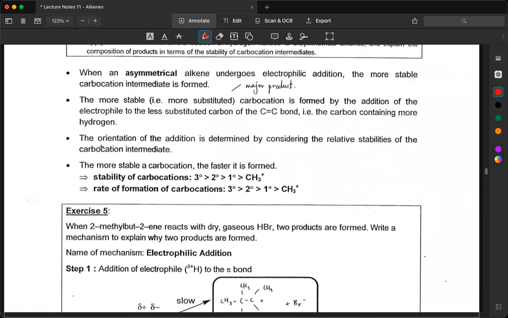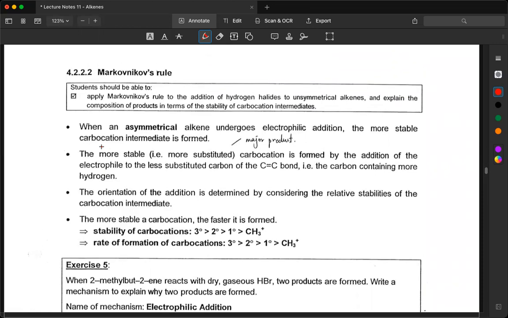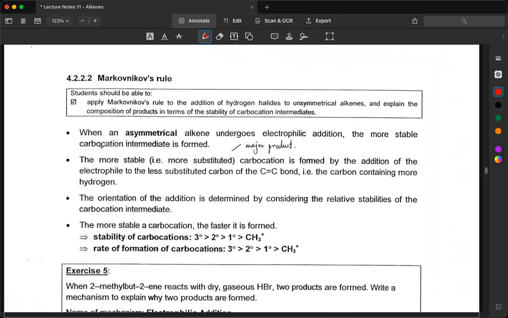So let's try this exercise. Read this question before we start going through the answer. Okay, try to do it yourself. See whether your answer matches this, okay? Now, when you have 2-methylbutene reacts with dry gaseous HBr, we form 2 products. So write a mechanism to explain why the 2 products are formed.